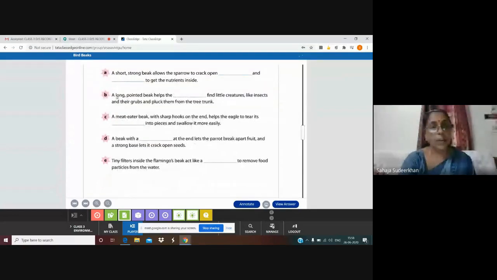Okay. Our second question. A long pointed beak helps the woodpecker find little creatures like insects and their grubs and pluck them from the tree trunk. Which bird? Yes, your guess is correct. This is a woodpecker.